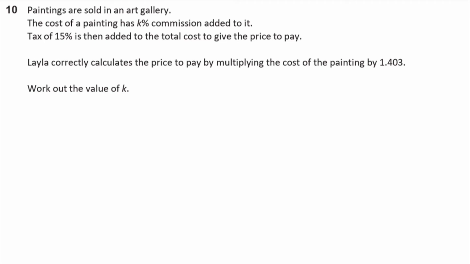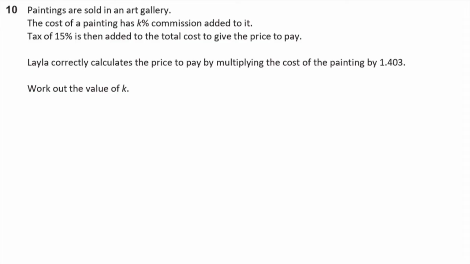Question 10. Paintings are sold in an art gallery. The cost of a painting has k% commission added to it. Tax of 15% is then added to the total cost to give the price to pay. Now Layla correctly calculates the price to pay by multiplying the cost of the painting by 1.403. Work out the value of k.